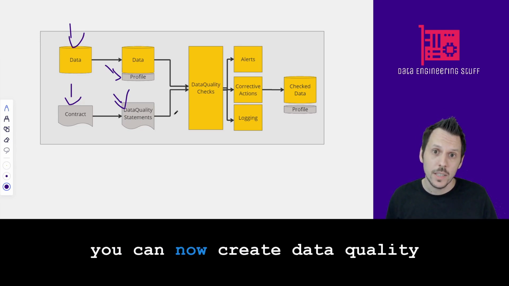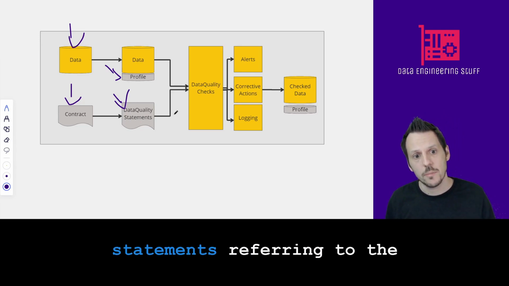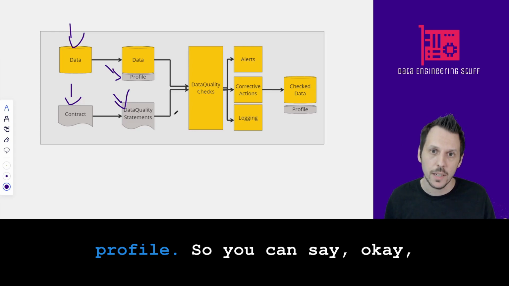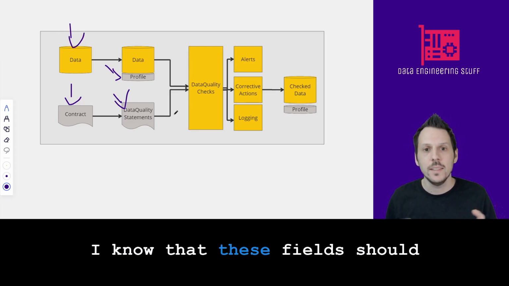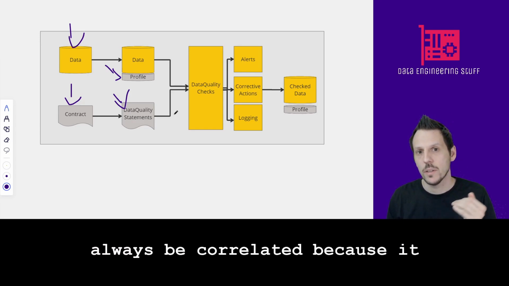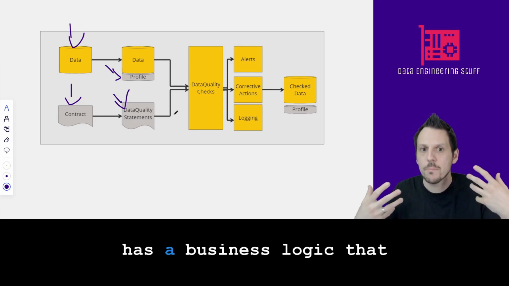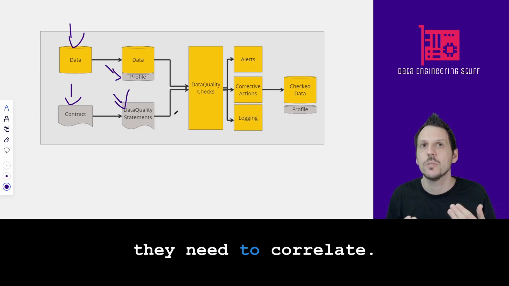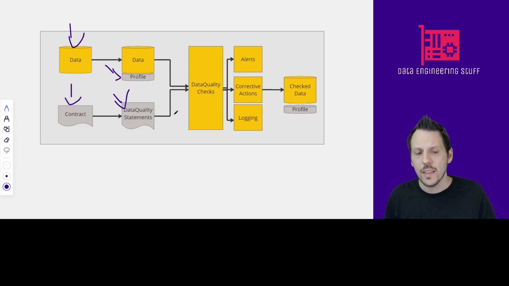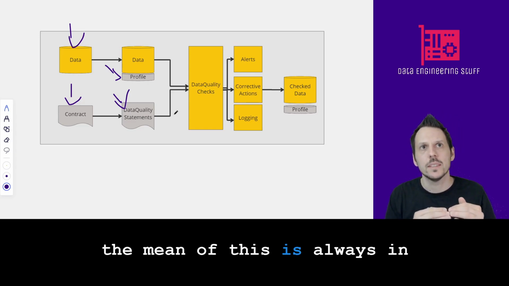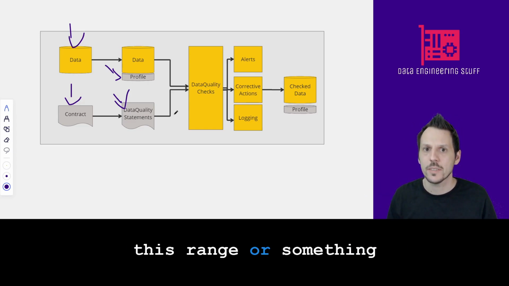Now, you can create data quality statements referring to the profile. So you can say, okay, I know that these fields should always correlate because it has a business logic that they need to correlate. Or you can say, okay, the mean of this is always in this range or something like that.